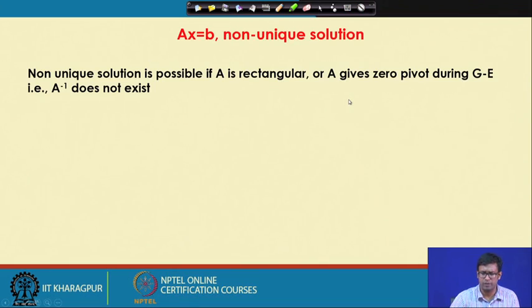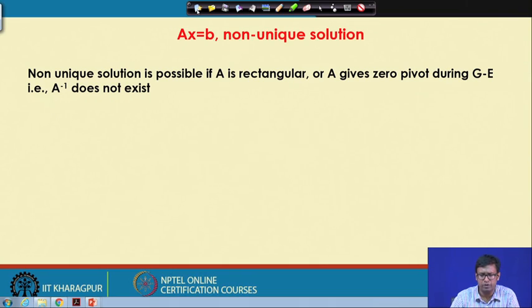Non-unique solution of Ax is equal to b is possible when A is rectangular. That means we do not have enough equations to find out all the variables uniquely. A non-unique solution is possible if A is rectangular, or A gives 0 pivot during Gauss elimination, or A inverse does not exist.